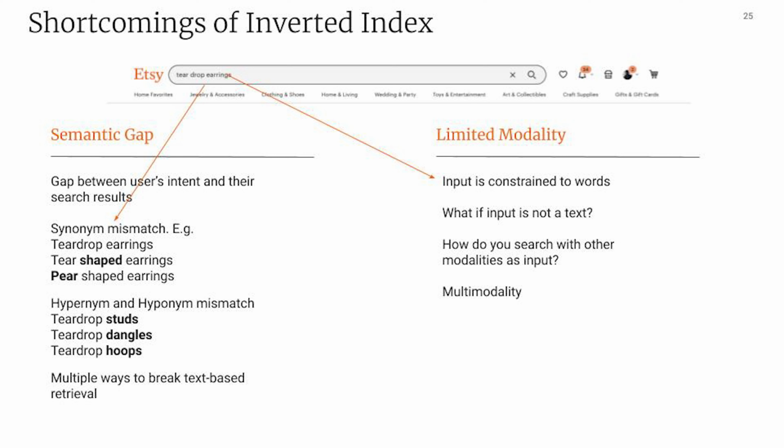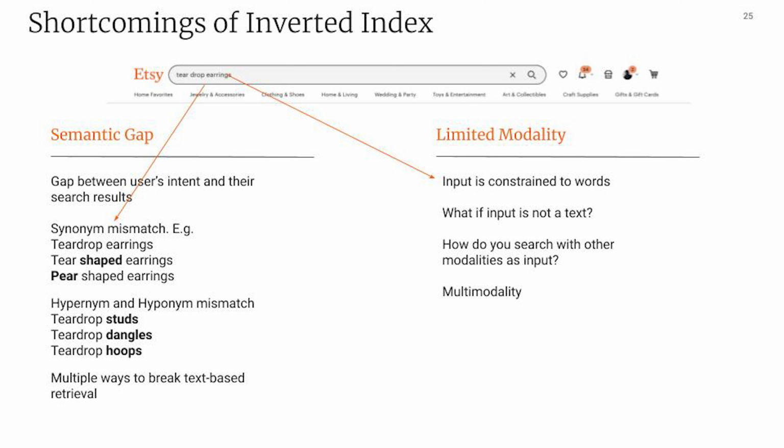The first is, if you don't have the right synonyms, that's going to break. Now, if the user typed in teardrop earrings, you also want to return earrings that are tear-shaped or pear-shaped. It seems logical, but if you're using an inverted index, you have to work around that in order to make it work. You also have a hypernym and hyponym mismatch, right? If I typed in teardrop earrings, I also want teardrop studs to show up because studs is a subcategory of earrings.